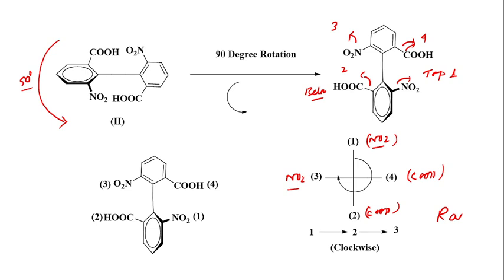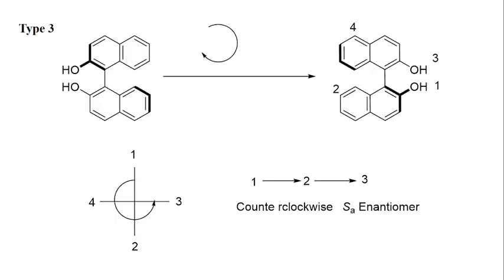Now with the beauty of this method, again I am repeating without any imagination or any strain on the brain, we are easily able to say in a couple of seconds whether these are R or S. So this is example type 3, biaryl type of molecules.